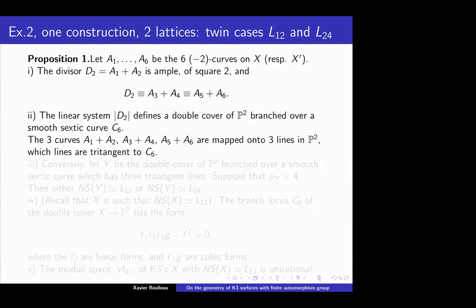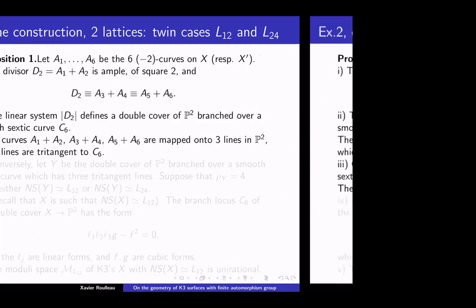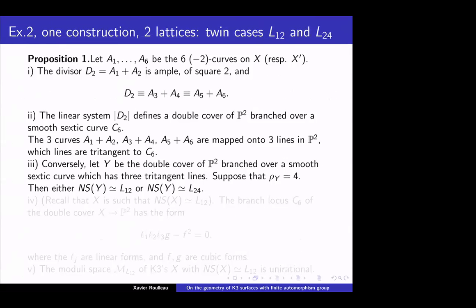It gives you a double cover of the plane branched over a smooth sextic curve. And the three curves are mapped onto three lines in P2, which are tritangent to C, by what I recalled previously. And for the converse, if you take Y, the double cover of P2 branched over a smooth sextic curve which has three tritangent lines, and you suppose that the Picard number is 4, then either the Néron-Severi group is L12 or L24. So the two cases.